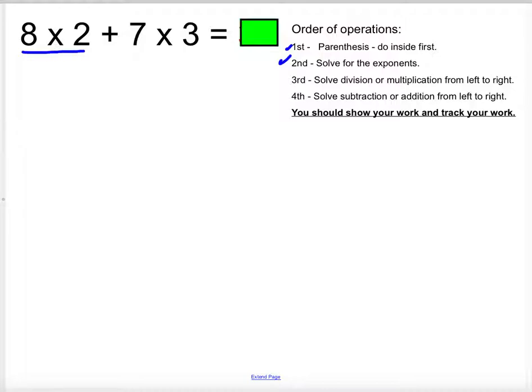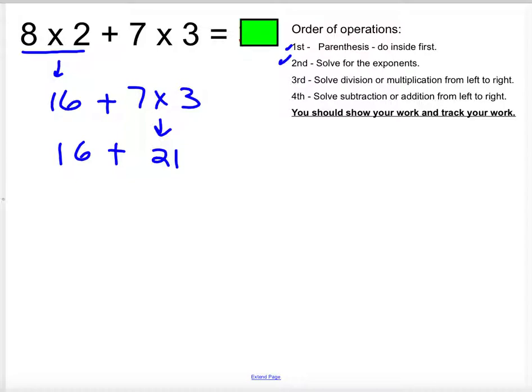We first encounter 8 times 2, which is 16. So now we have 16 plus 7 times 3. Well, 7 times 3 is 21. So now we have 16 plus 21. And when we add those up together, we get 37, so we should have the answer of 37.